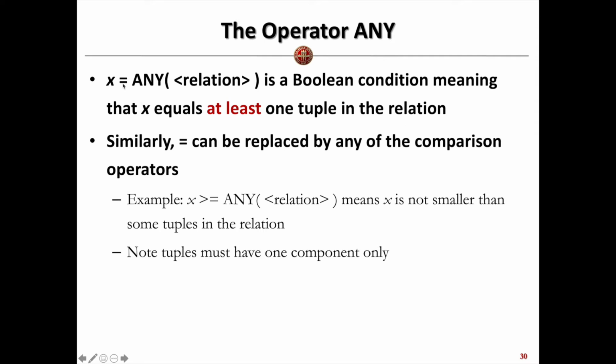And this equals can be replaced with other comparison operators. We can use larger than or not smaller than, and some other operators, denoting a comparison between a tuple versus a relation. For example, x is not smaller than ANY of a relation means x is not smaller than some tuple in the relation. If we can find one case that makes this condition hold, we return a true value. Otherwise, we return a false value.